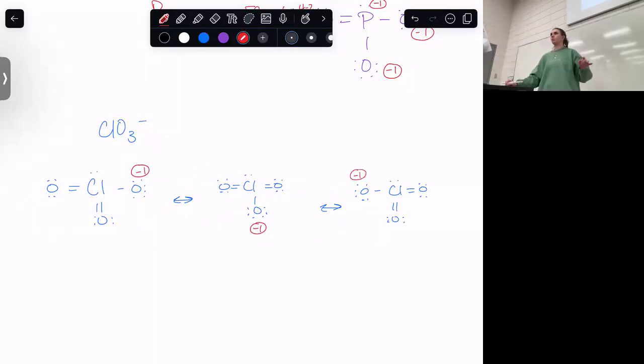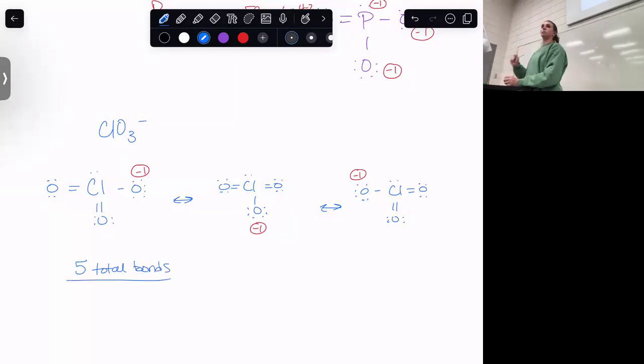Right, so that -1 charge gets moved around to the various oxygen atoms. But now we know that these are resonance structures, so the actual thing that we're going to see is a combination of all of these. So looking at just one structure, how many bonds are being made to the chlorine? There's 5, right? So we have 5 total bonds.